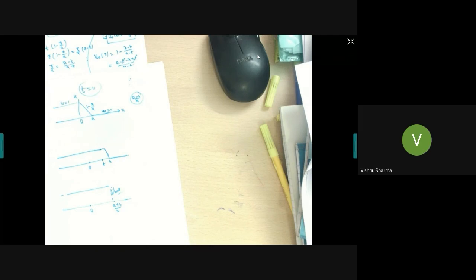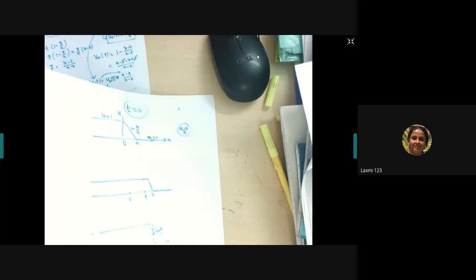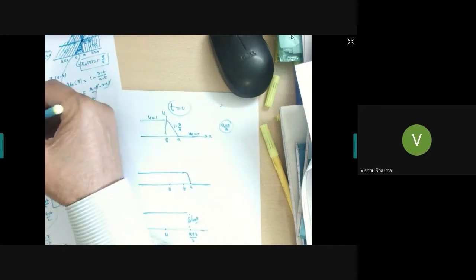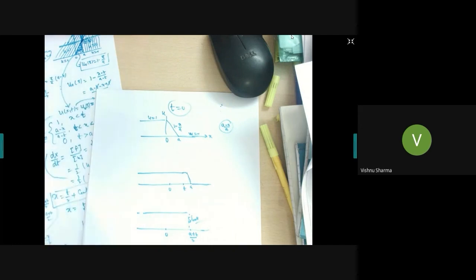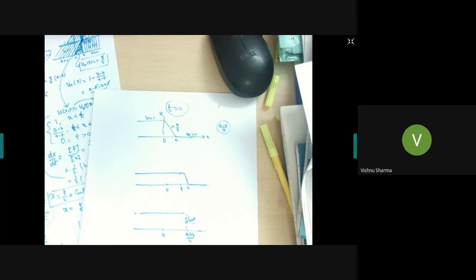Let me ask the participants what they think. I just want to know how it behaves after time t greater than a. Definitely, this is between 0 and a, and for t greater than a, it's 0 only. Okay, that's fine. Is it all right?